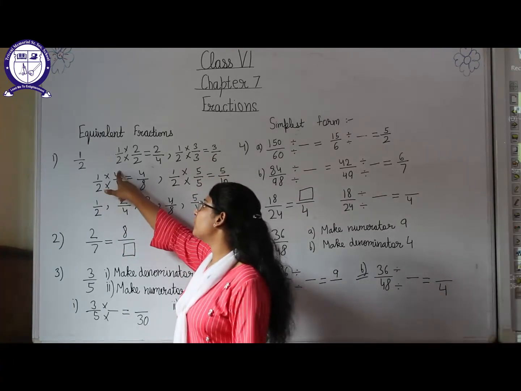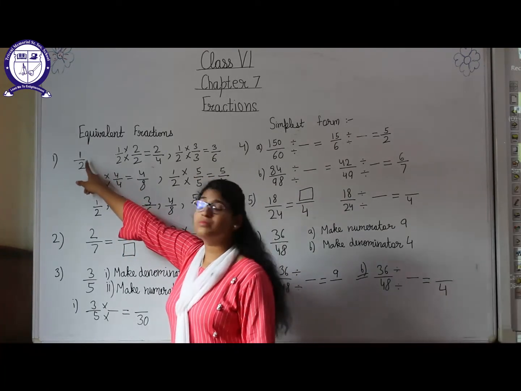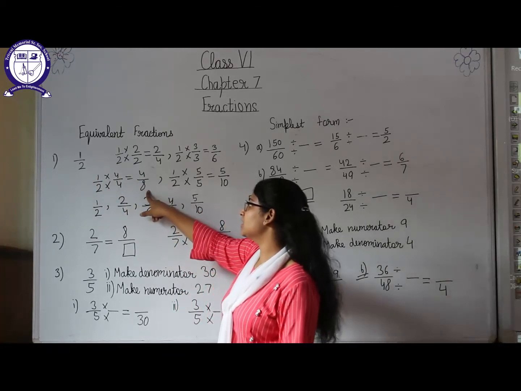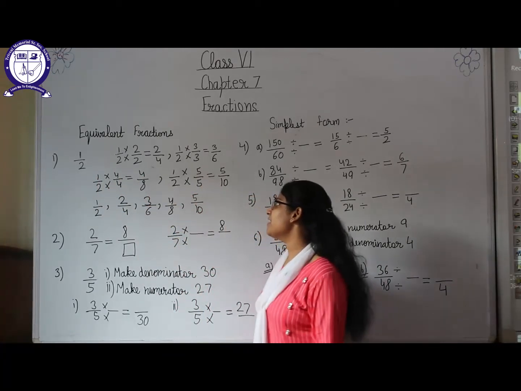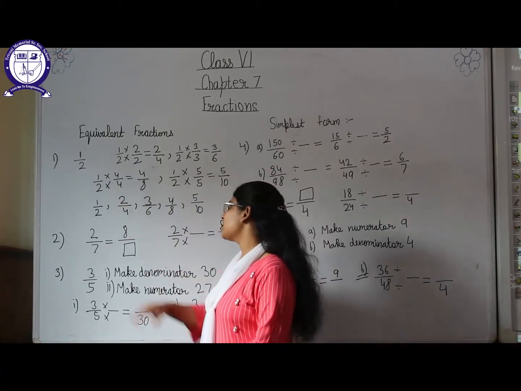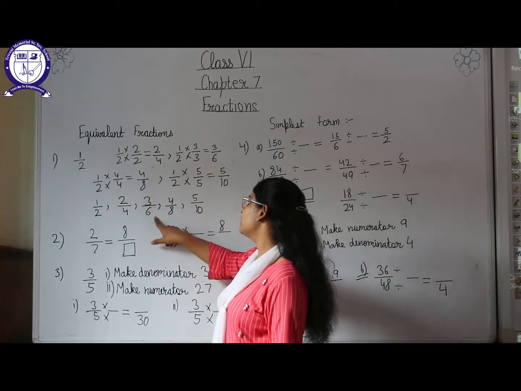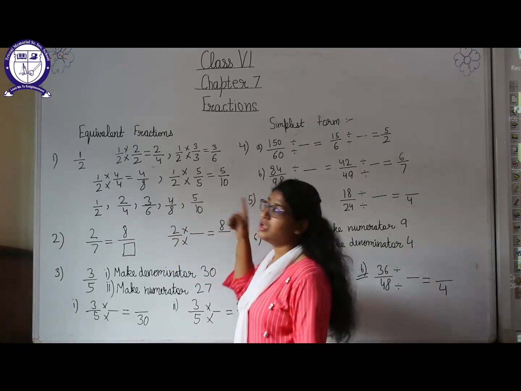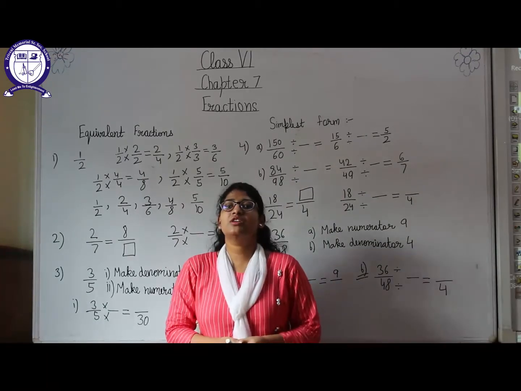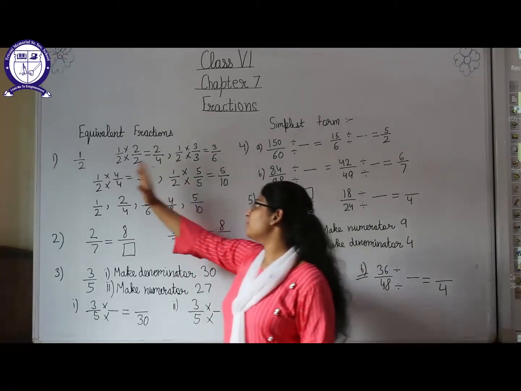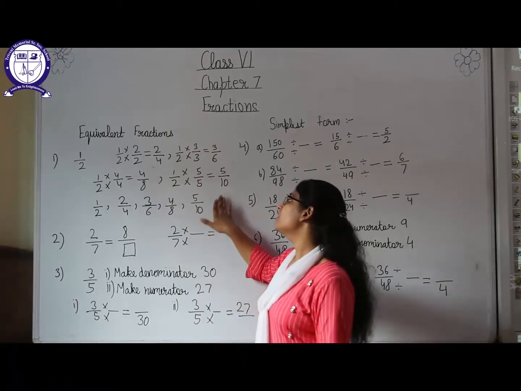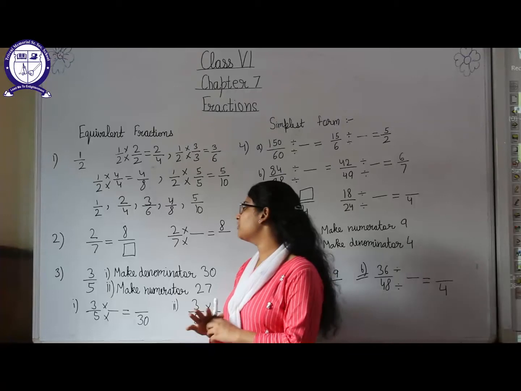Now we will multiply 1/2 by 4/4. So 1 times 4 is 4, and 2 times 4 is 8. Now we will put 5/5, so it is giving us 5/10. So the equivalent fractions of 1/2 are 2/4, 3/6, 4/8, and 5/10. And students, if you have to find more fractions, you can multiply 1/2 with 6/6, 7/7, 8/8. Like this you can find many equivalent fractions.